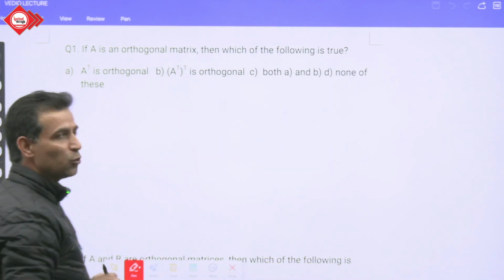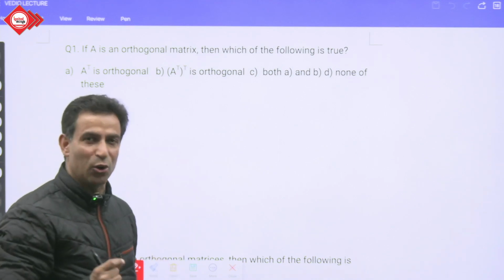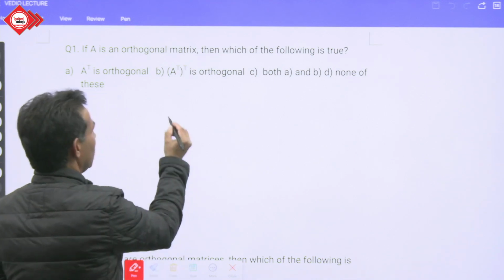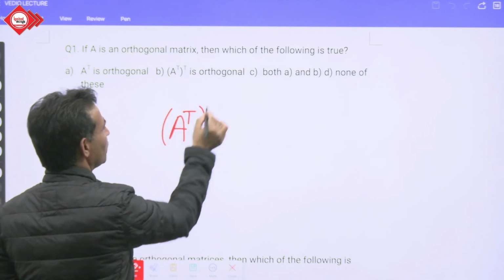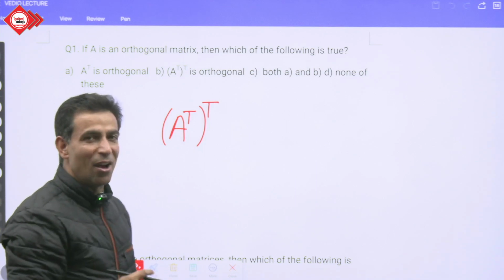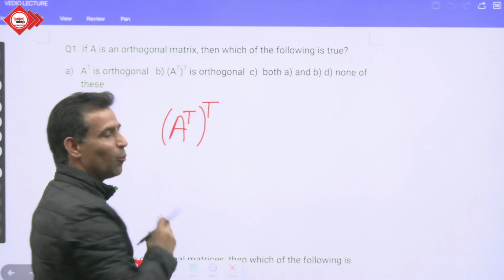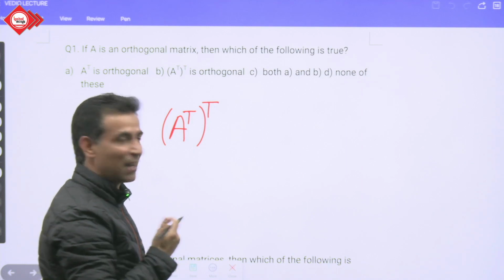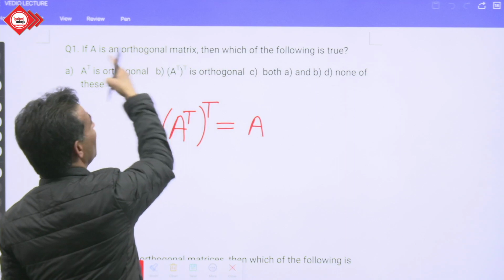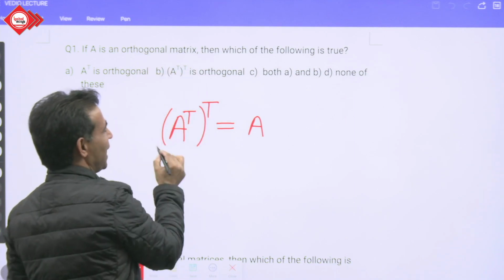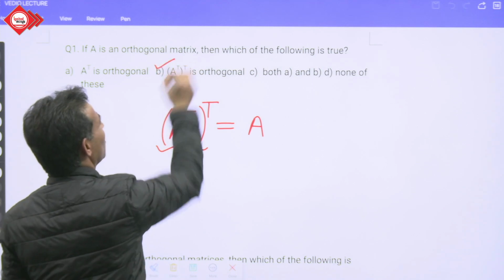In option number 2 it is written here, is A transpose whole transpose an orthogonal matrix? Let us take it here. It is A transpose whole transpose. Recall the property of transpose of a matrix: transpose of a transposed matrix is the matrix itself. So it means that it is A. But A is an orthogonal matrix. So it means that this is an orthogonal matrix. Right? So it means that option B is also correct.